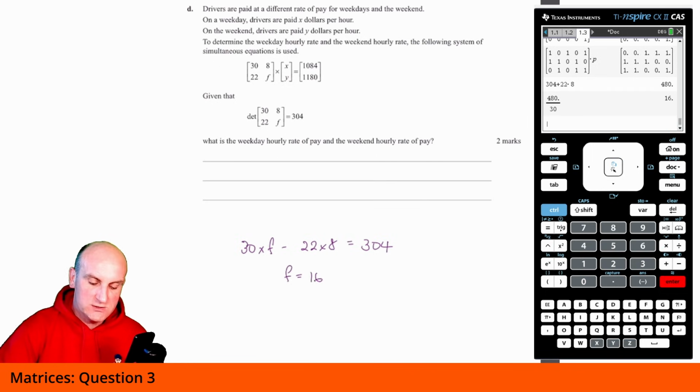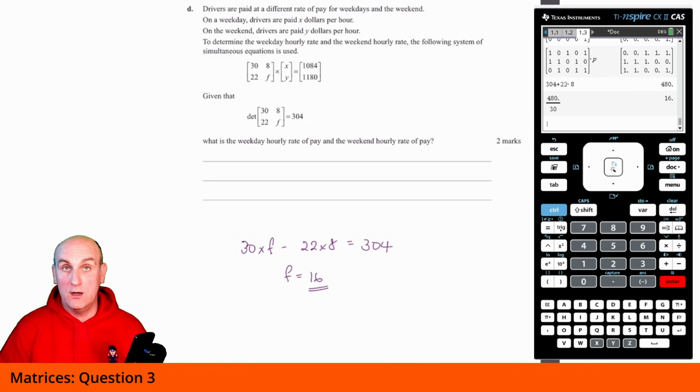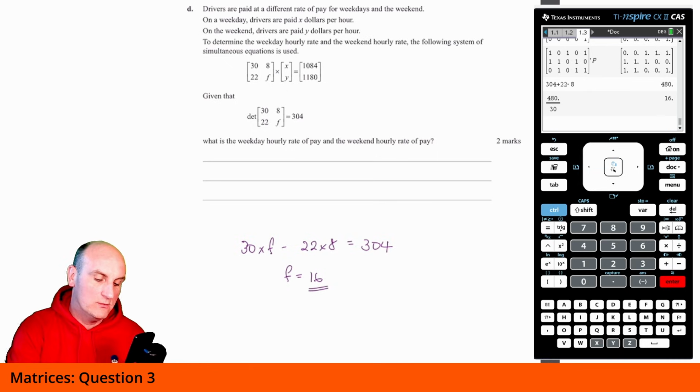So F in that situation was 16. Knowing that, now again, for those of you who are doing general maths, I think this could possibly be a question where they then turn around and say, well, basically find x, y. And the way we would do that is we would have to do the inverse.